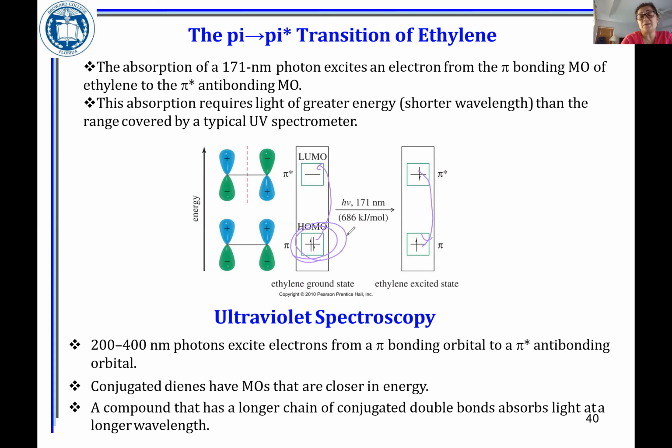Electrons, if they are in the bonding orbital, are going to be more stable. If they are in anti-bonding, they are less stable, which means they have more energy. In order to take an electron from a bonding orbital to an anti-bonding orbital, you have to give energy to it. The amount of energy that is given is equal to the amount of energy that is released when it's coming back. It's called excitation, relaxation.